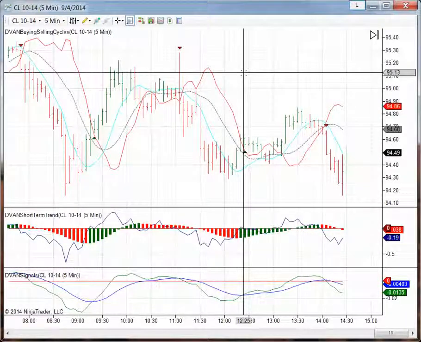So this is crude oil futures, 5-minute chart, divergence analysis on NinjaTrader.